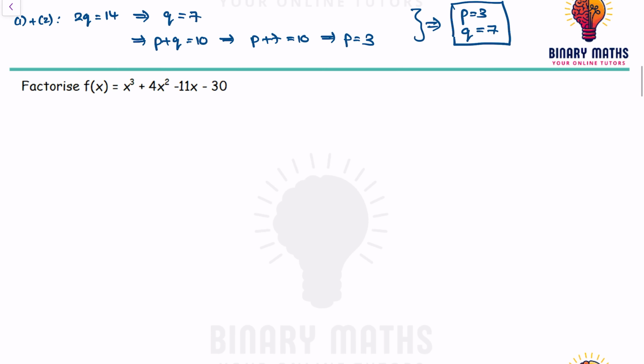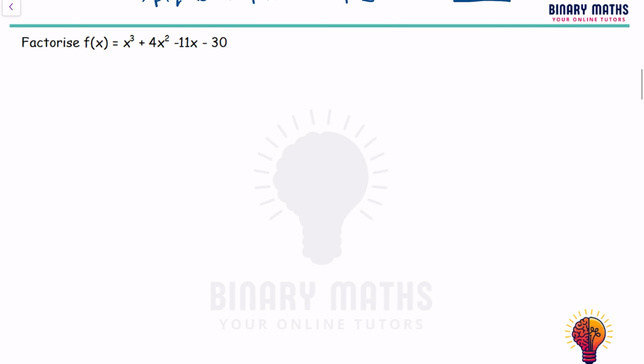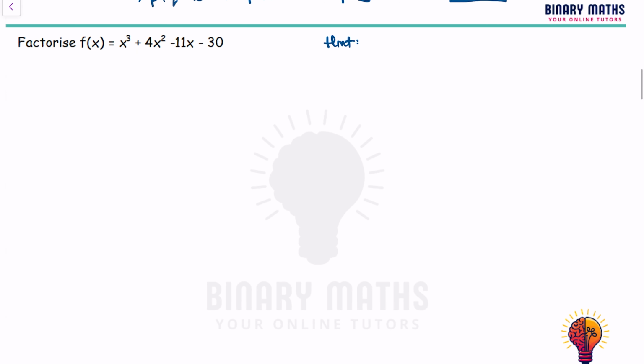Okay, so next question. Factorize f of x is equal to x cubed plus 4x squared minus 11x minus 30. What we need to do first is trial and error to find a number that you can substitute into this which gives you a value of 0. So a hint is always try either plus or minus 1, plus or minus 2, plus or minus 3. One of those should give you a solution.